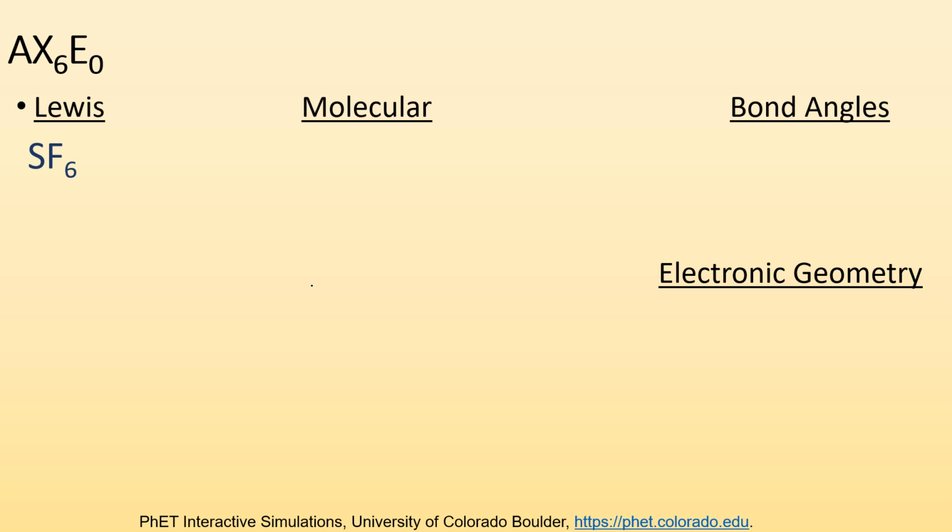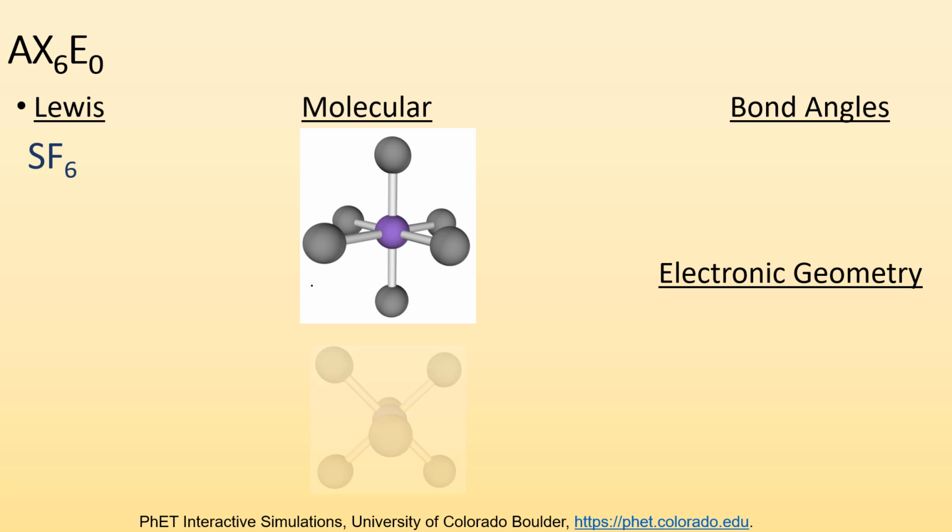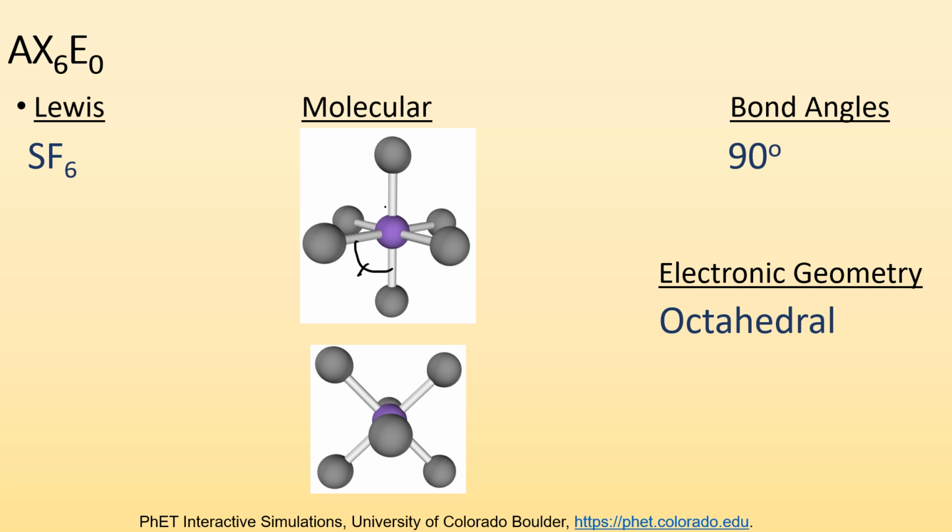AX6E0. Example could be SF6. So the molecule looks like this, and if you look at it at a different angle, it looks like this. So now this one has the same bond angles all around, right? So the angle between there is 90 degrees, and it's 90 degrees all the way around. Now the electronic geometry, we call this octahedral.